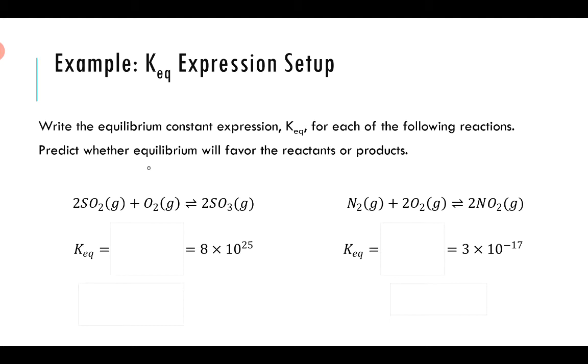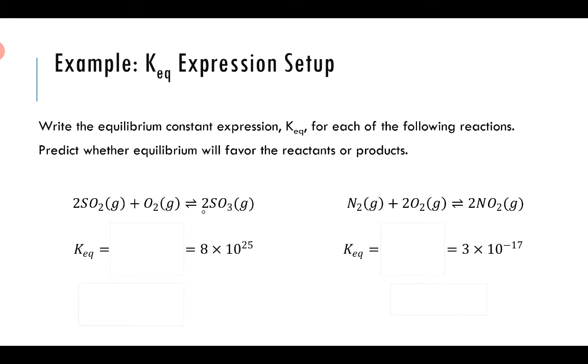Okay, so let's take a moment and try to come up with some equilibrium constants by looking at some actual balanced chemical equations. And then we'll predict whether the equilibrium favors the reactants or if it favors the products. So you can pause the video if you want to work it out on your own. Okay, I'm going to go over it.